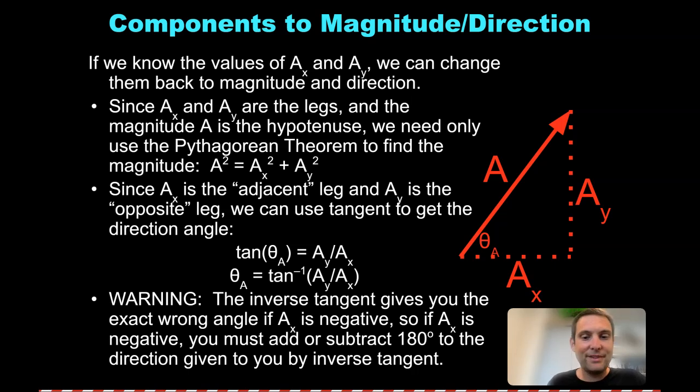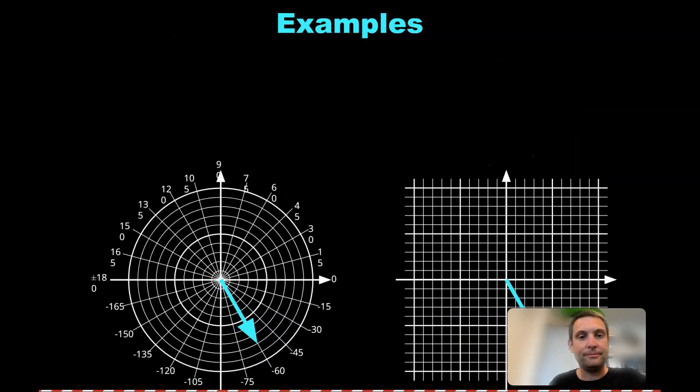Heads up, you will get the exact wrong angle if A in the x direction is negative. So if A in the x direction is negative, you have to add or subtract 180 degrees to the direction given to you by the inverse tangent. You'll get a better feel for this as you do it more in class and in context.